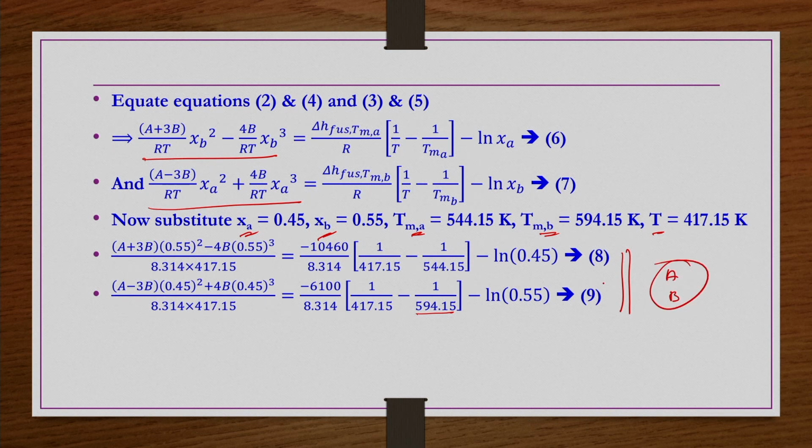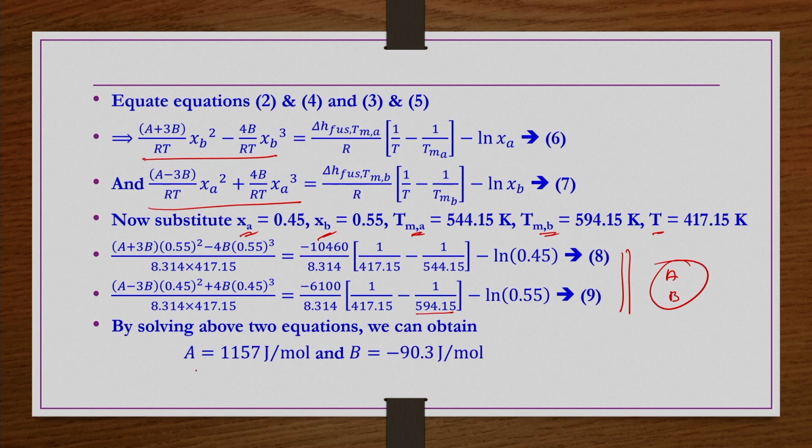If you solve these 2 equations, you will get A as 1157 joule per mole and B as minus 90.3 joule per mole. So, the 3 suffix Margules parameters A and B you can obtain like this. Like this, different types of SLE problems can be solved using the equilibrium relation that we have established in the previous lecture.